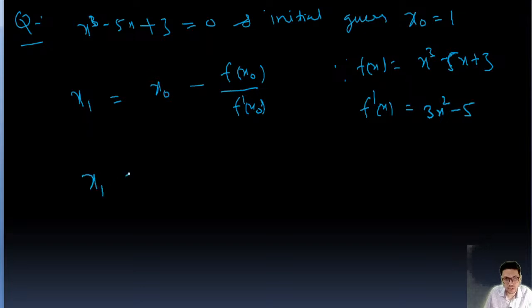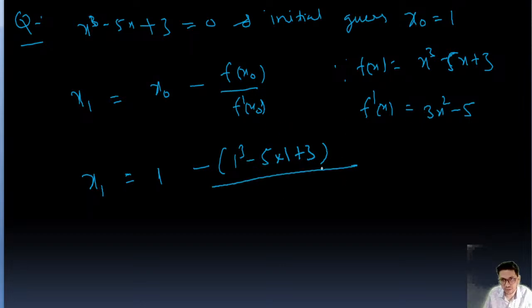So now we'll find x1. X1 is going to be x0 value is 1, and f(x naught) we will find by putting x naught equal to 1 in this f(x). So this is 1 cube minus 5 into 1 plus 3, upon f dash(x naught). So we'll put x0 equal to 1. So this is going to be 3 into 1 square minus 5.